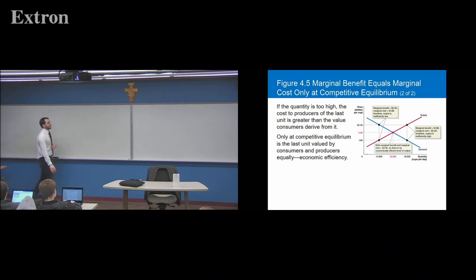So only at competitive equilibrium, in this case where price is $2 and the quantity is 15,000, right at that point where supply and demand curves cross, that's when the last unit valued by producers is going to be valued by the same amount by consumers. Hence, economic efficiency.